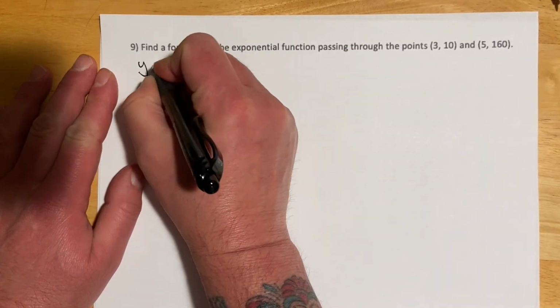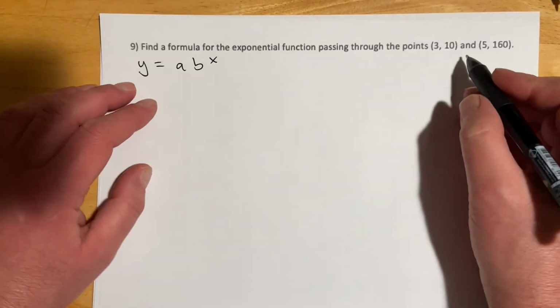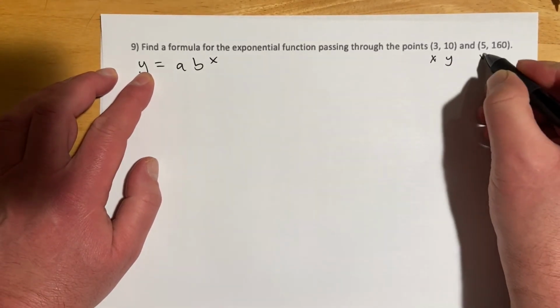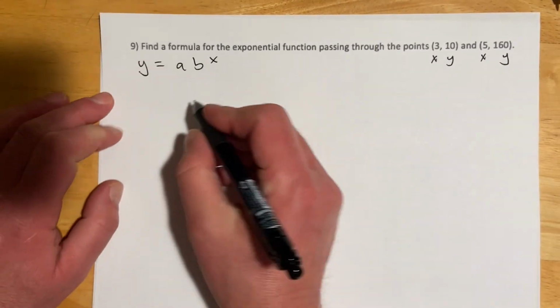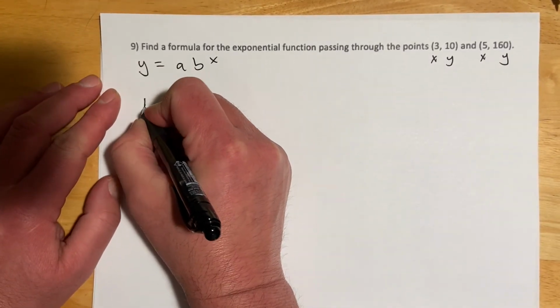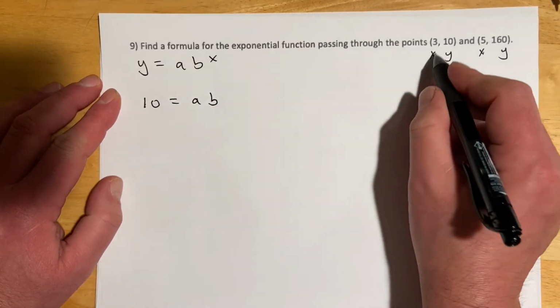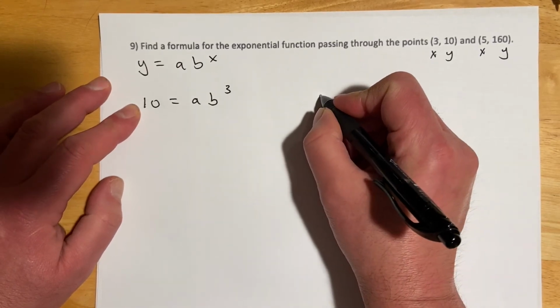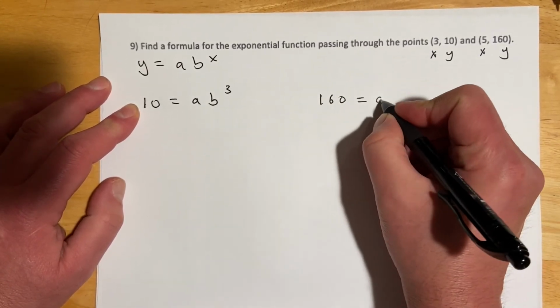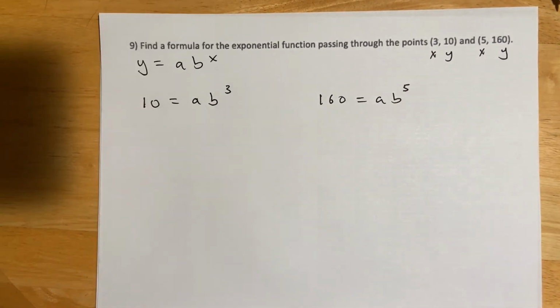And again, we are using y equals AB to the x. That's kind of our template. And this is an xy, as is this. So we'll set up two equations with these x's and y's. The first one is going to go 10 equals AB to the x is 3. And the second one is going to go 160 equals AB, and in that case x was 5.